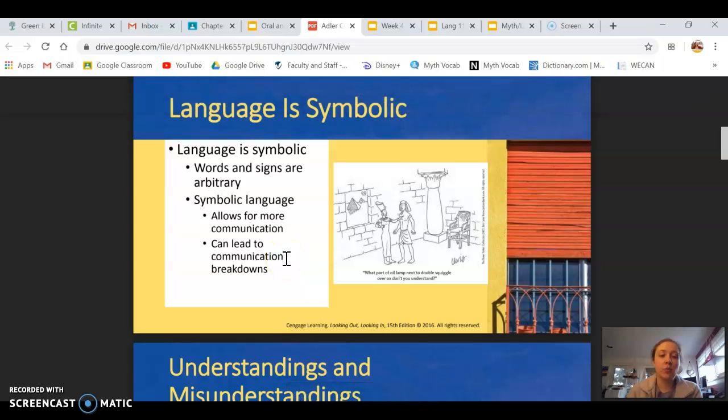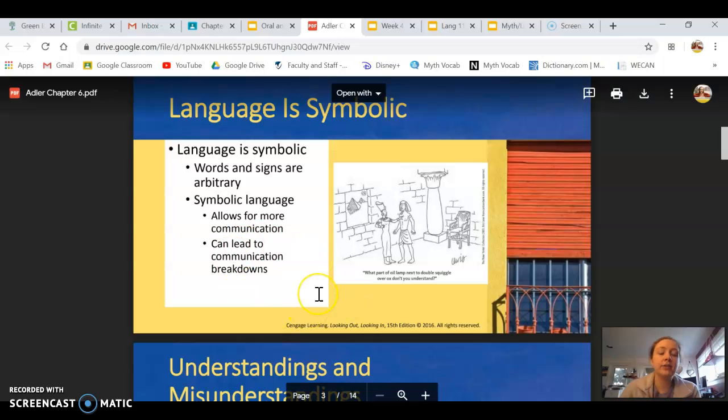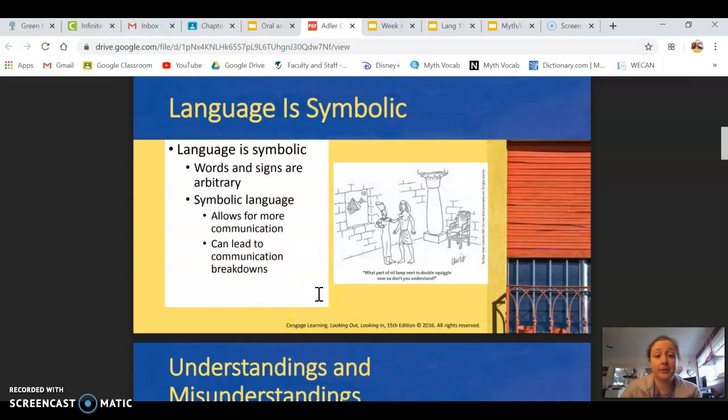Symbolic language allows for more communication, but it can also lead to communication breakdowns. First, it allows for more communication, like sign language, because you can communicate with more people. And signs are pretty universal for a lot of people around the world. Like I was saying, putting up 5 fingers is pretty universal for saying 5 of something, because a lot of different cultures use the same symbols, even though the words attached to it might be different, such as 5 versus cinco. And then it can lead to communication breakdowns.